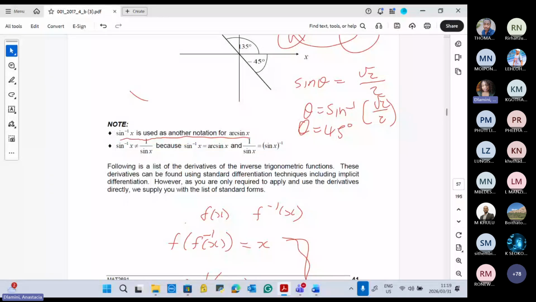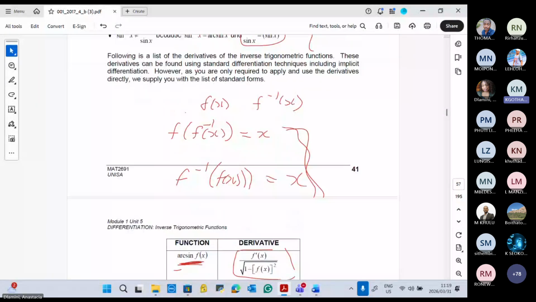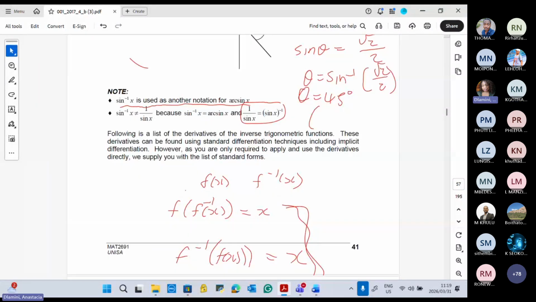The inverse of sine is equal to arcsine. So 1/sine is actually open bracket sine x to the power of -1. Please make sure that you understand this, and that you are able to differentiate the different notation. Are we all together there? Yes. Sine to the power of -1 is not equal to 1/sine. It just represents the inverse of a function.